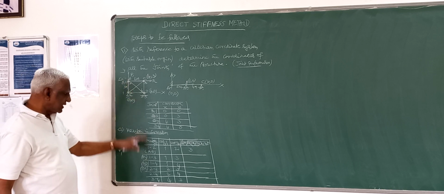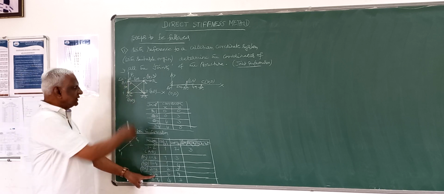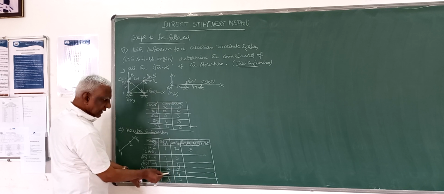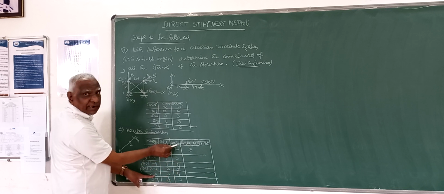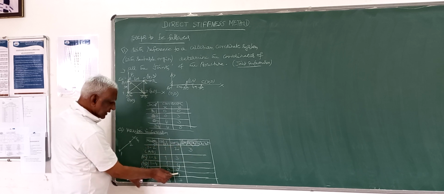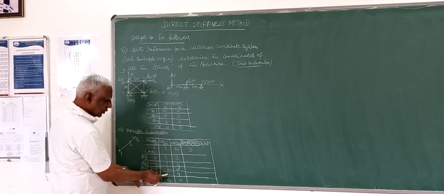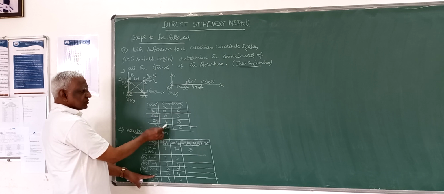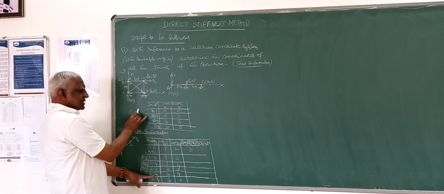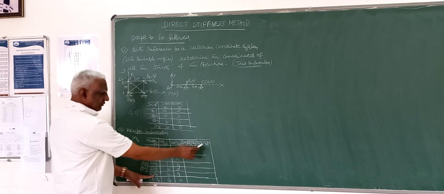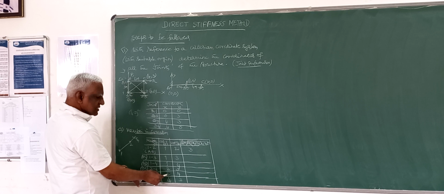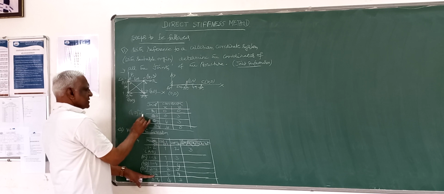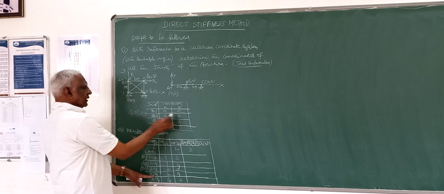Suppose you take member 2, 4. You have to find the length of 2, 4. So the length of 2, 4 is nothing but xk, which means x4, because this is kn as I told. That is x4 minus x2, that is 4 minus 0, 4 minus 0 whole square. Then yk minus yj, that is y4 minus y2, that is 0 minus 3, plus 0 minus 3 whole square.